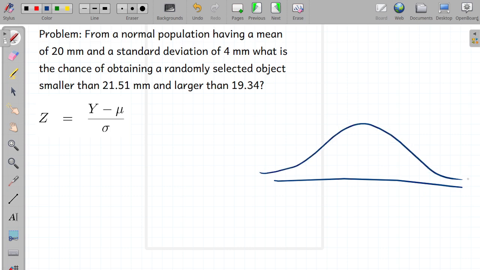Now, remember the center is here, and that is 20. I always label mine like this, and sigma is 4. Now, 21.51, we'll call this value, and 19.34 is on the other side. We'll call that over here. So what it turns out then is we are interested in this region.